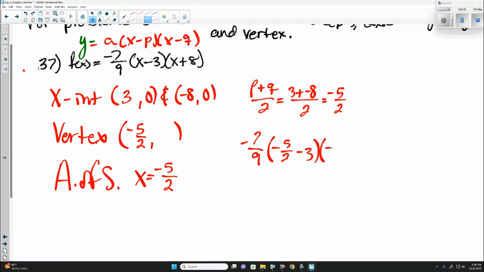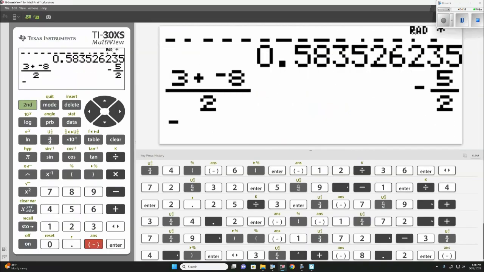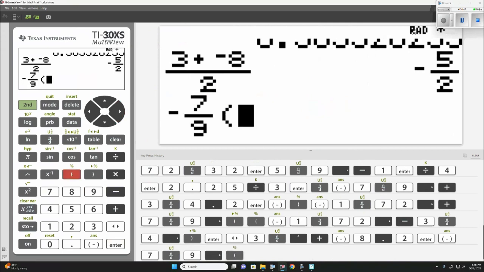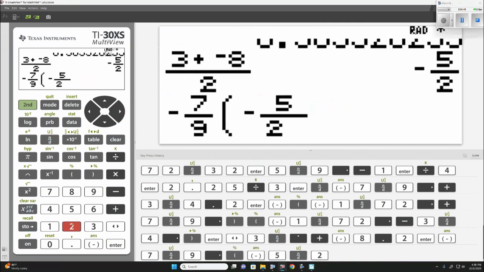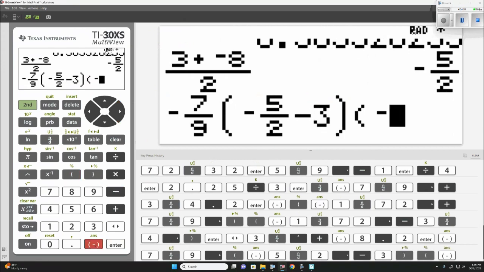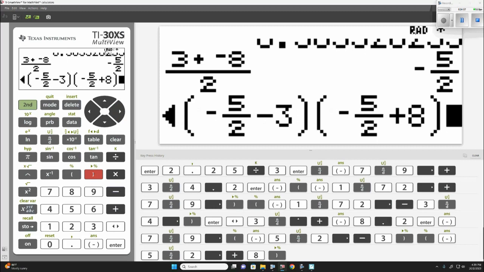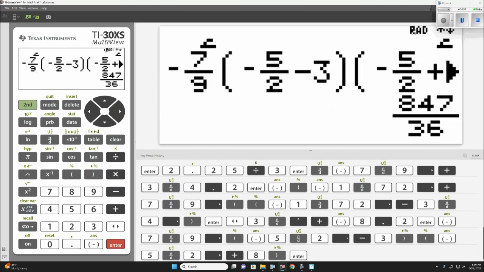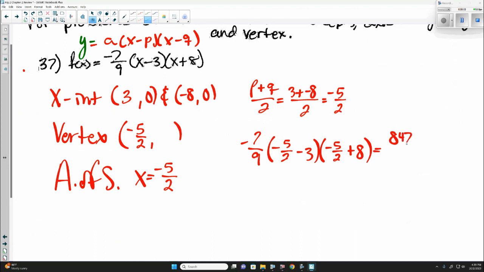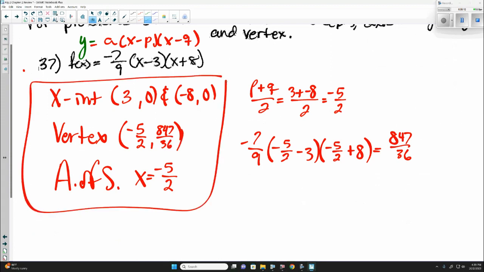And the last thing we have to do is plug it back in to find the y value of the vertex. -7/9 times -5/2 minus 3 times -5/2 plus 8 is 847 over 36. Even if we get not as nice answers, that's fine. But that is it there. And that is the end of the review sheet.